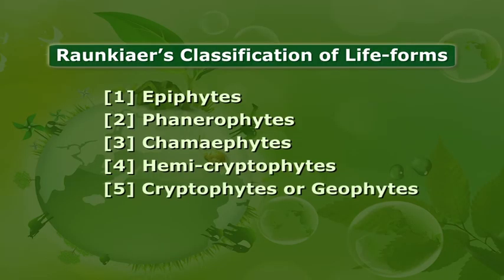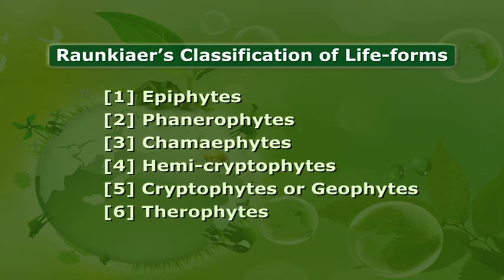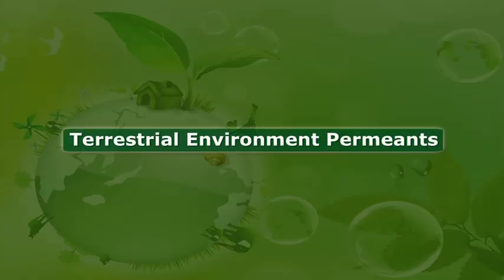Fifth category comprises cryptophytes or geophytes. They are the earth plants and possess buds below the surface on a bulb or rhizome. Sixth category comprises therophytes. They are the annuals. They complete their life cycle from seed in one vegetative period and survive during unfavorable seasons as seeds. Terrestrial environment permeans. Now, let us get a brief idea about principal permeans of the terrestrial environment.